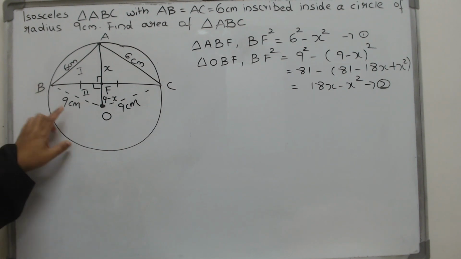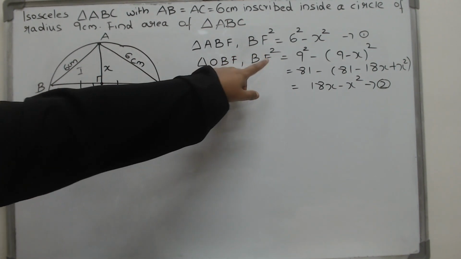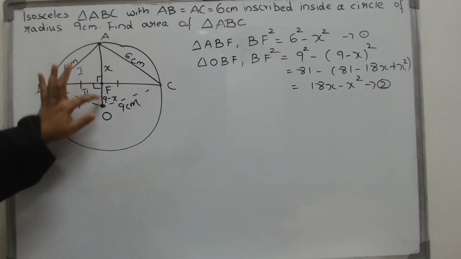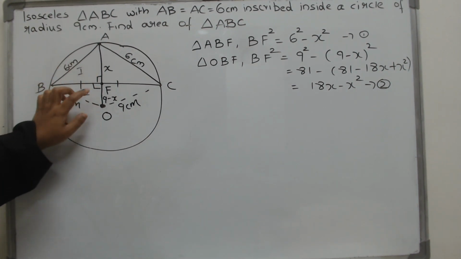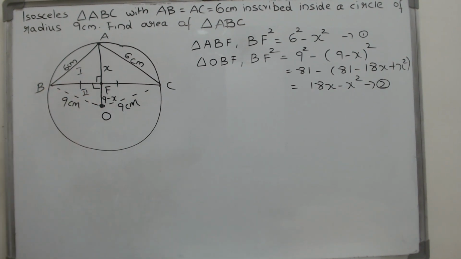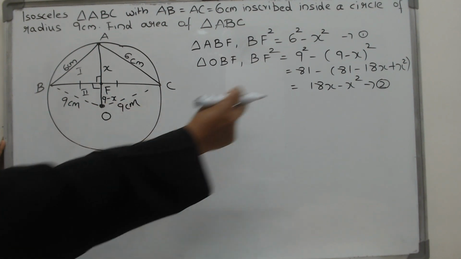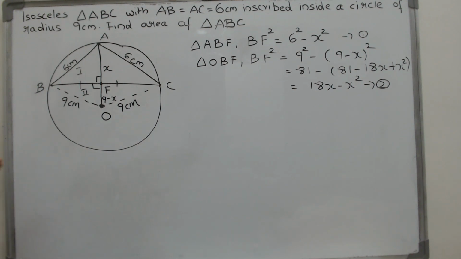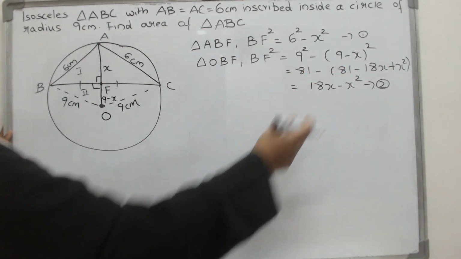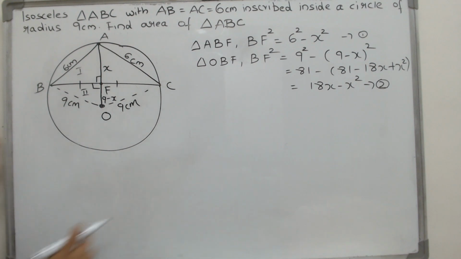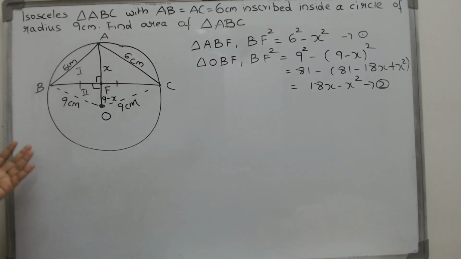But this time, what is the hypotenuse? The hypotenuse has changed. It is now 9 centimeters. And what is the other leg? What is the other shorter side? It is this small 9 minus x that you see here. So 9 square minus (9 minus x) square here. What we do is apply the (a minus b) whole square formula, which is a square minus 2ab plus b square. So you get two such equations, both for BF.